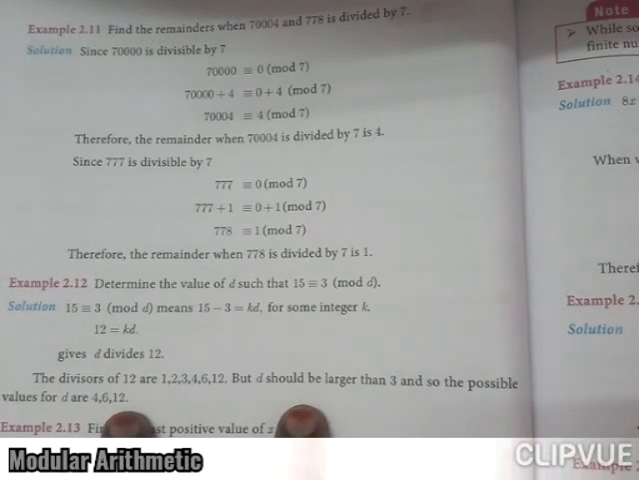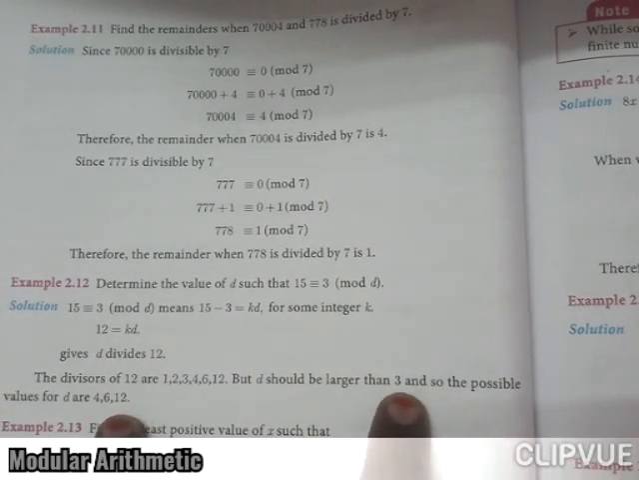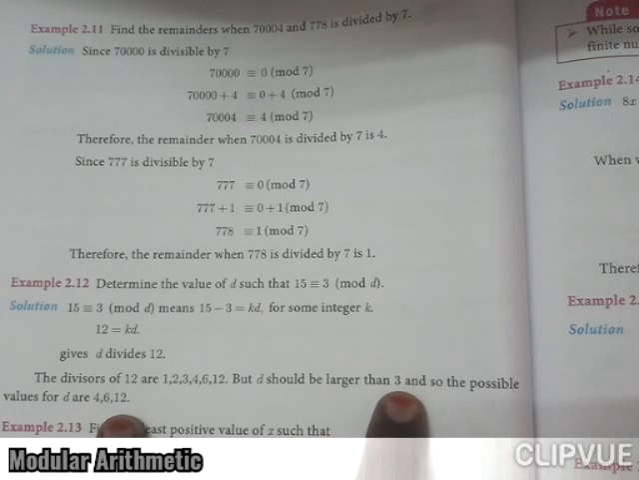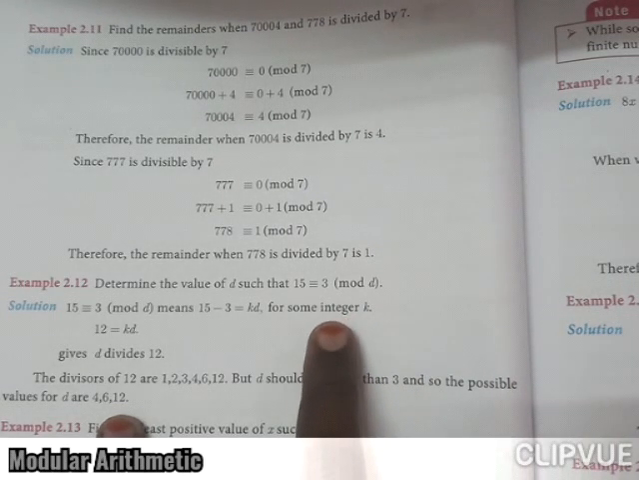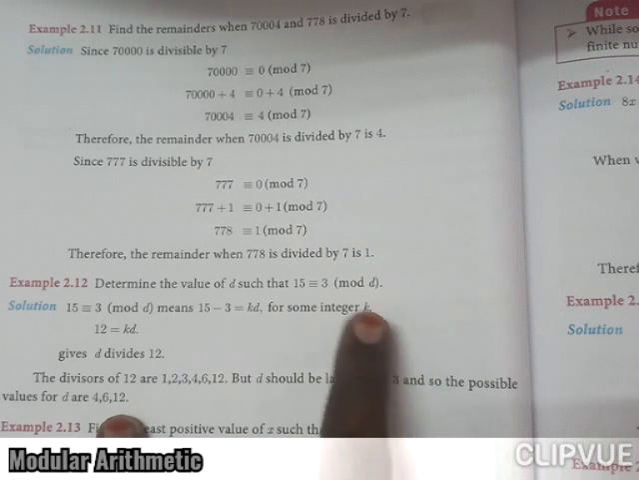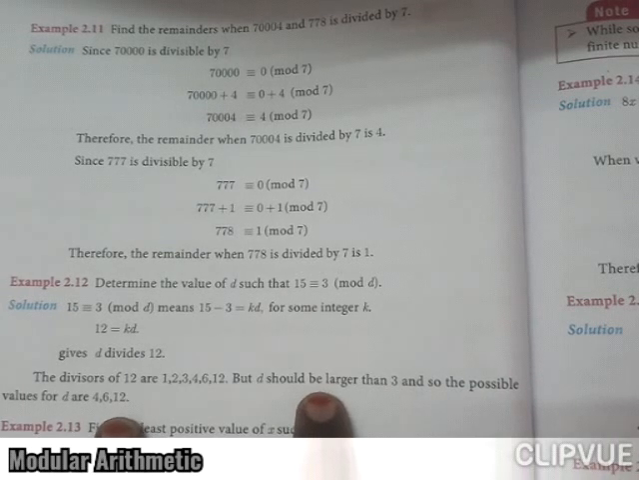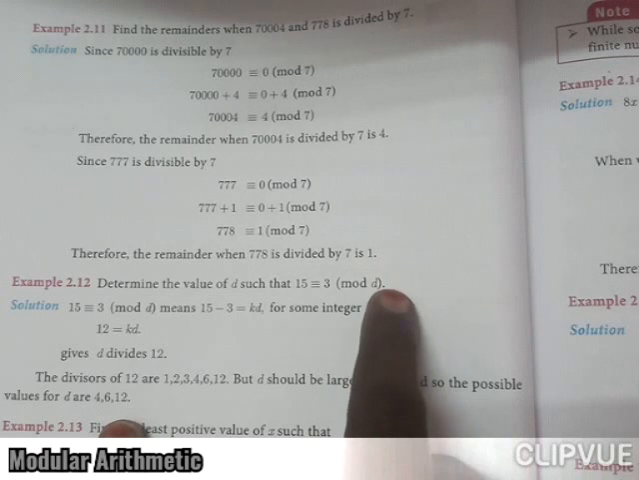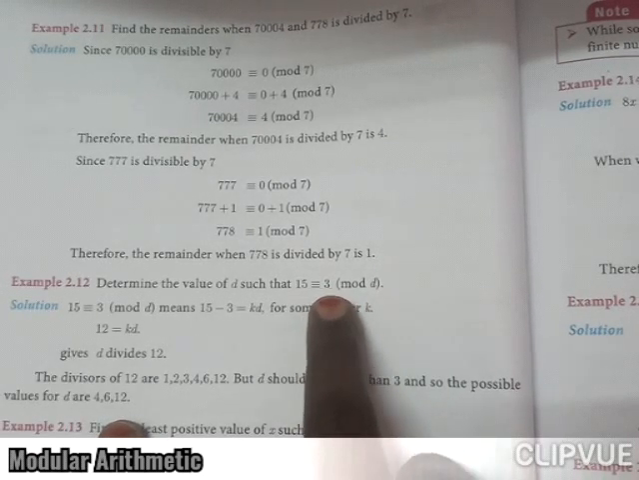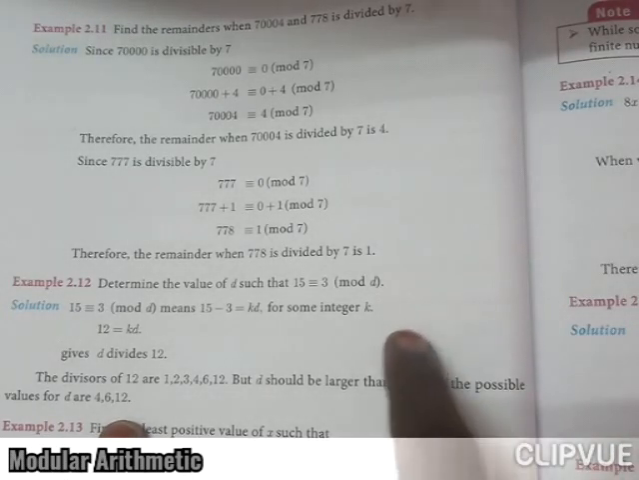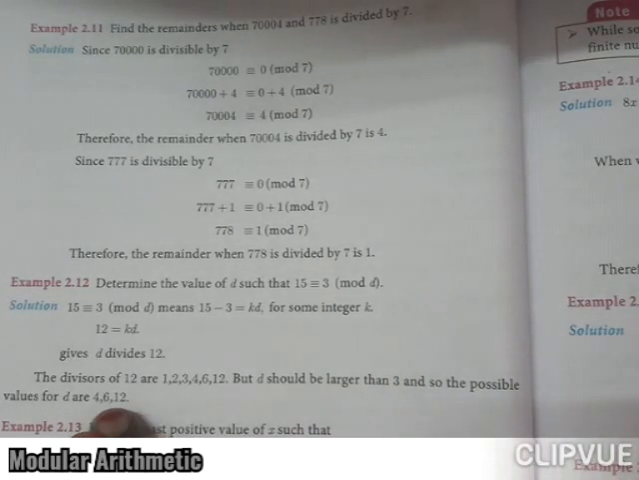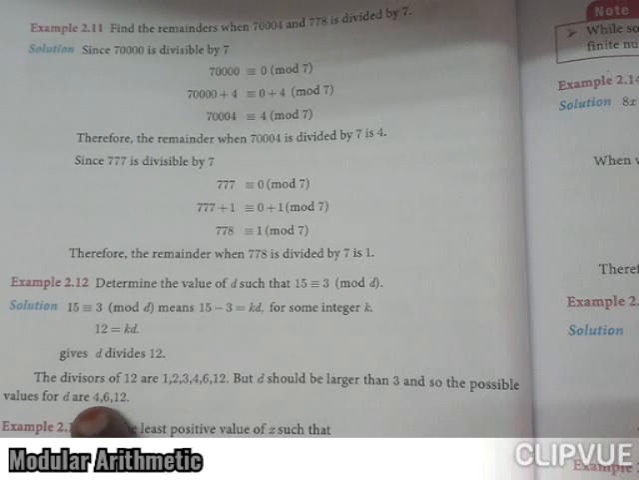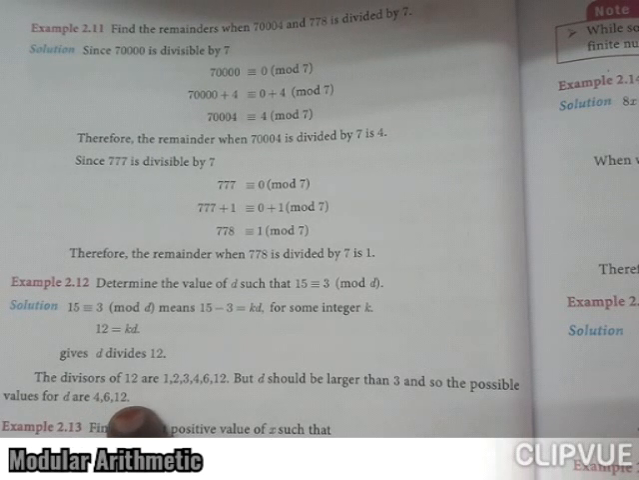Why should we take values larger than 3? Because the remainder should be less than the divisor. That is the concept. The remainder is 3, which means the divisor must be larger than the remainder. So the values larger than 3 are 4, 6 and 12. I hope you understand this.